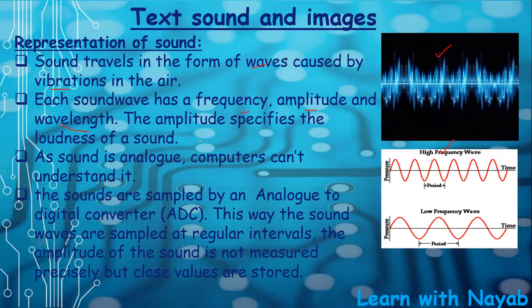The amplitude specifies the loudness of a sound. So a sound is loud or low. The amplitude specifies how loud it is. Is it loud or is it low? Amplitude specifies that. So sound is analog and it is not digital data.